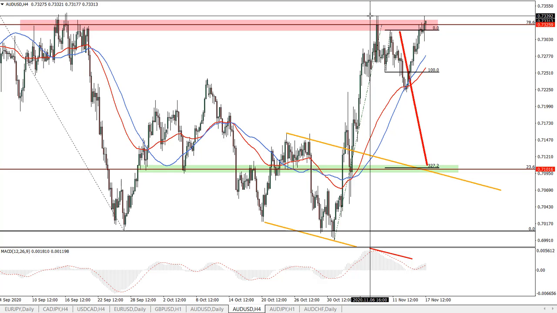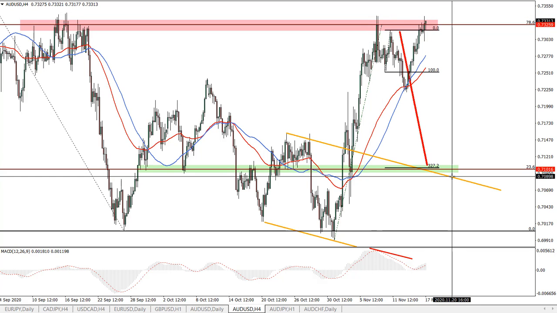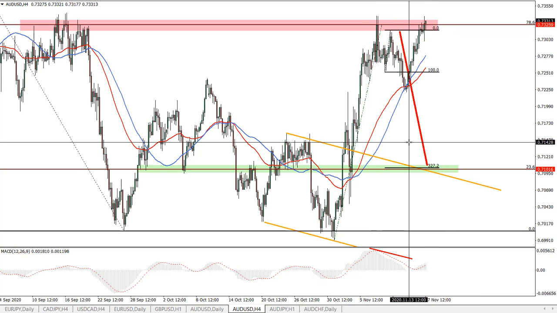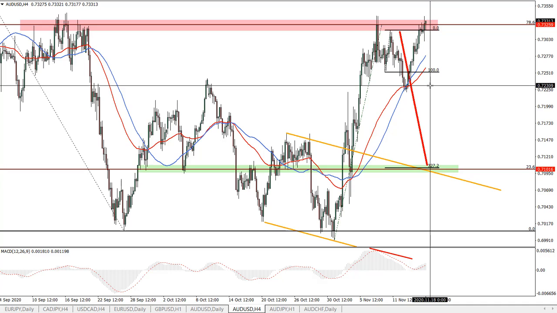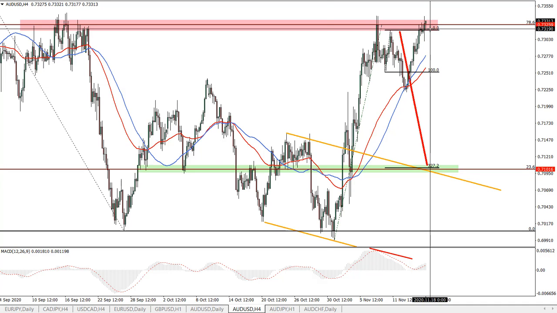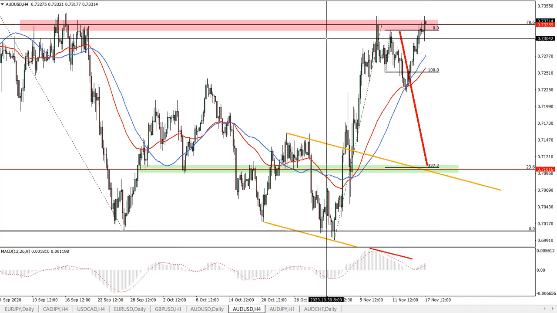So now maybe even the 4-hour closing price will be important for the Australian versus dollar. Daily and or 4-hour closing above will invalidate the bearish setup. So it should be watched, the Australian dollar, at the key levels, and they will provide important information whether the price will go up or down. And considering there is no clear confirmation of the upside move, it still remains bearish.